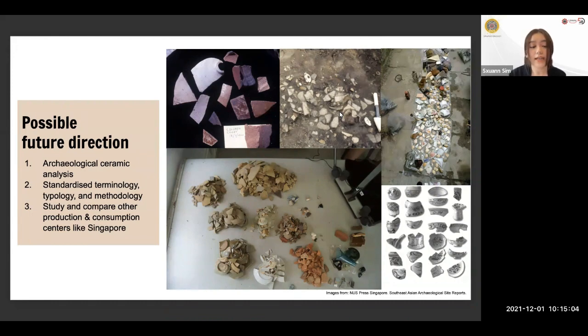Additionally, due to the lack of research in colonial archaeology in Singapore, there is also a need for us to create a comparable and standardized terminology, typology, and methodology. Having standardized terminology and typology is important, considering that it allows archaeologists to not only compare similar sites with one another in Singapore, but also across Southeast Asia. And standardization is very important as it also allows archaeologists to really understand each other's criteria.